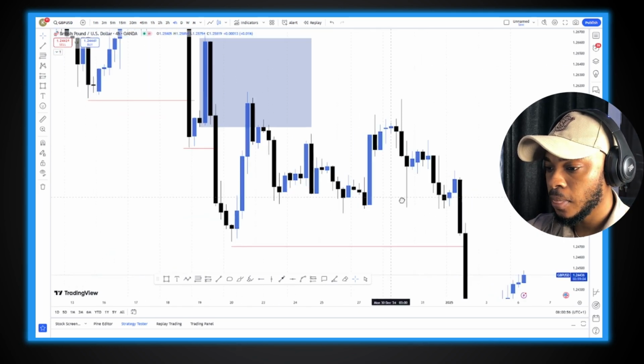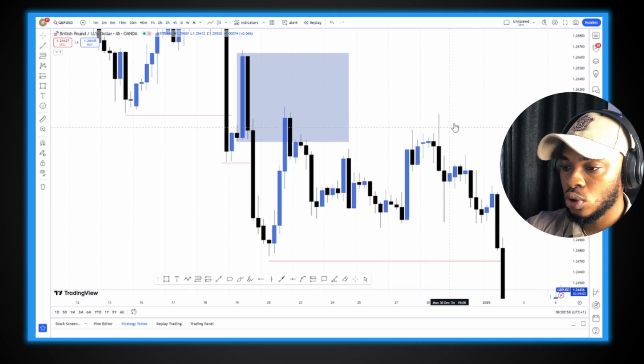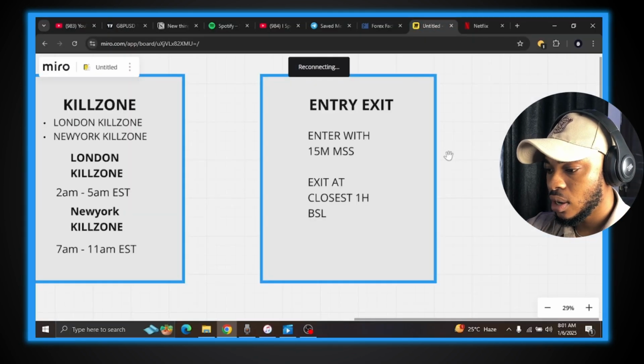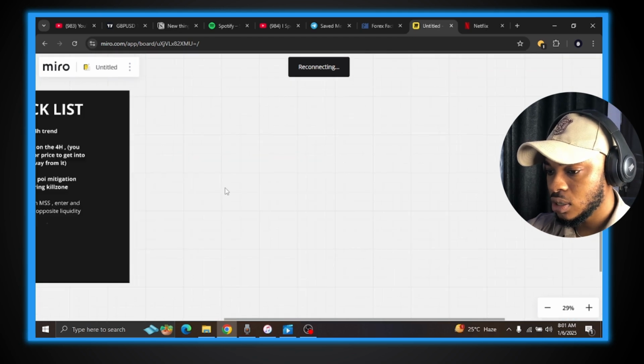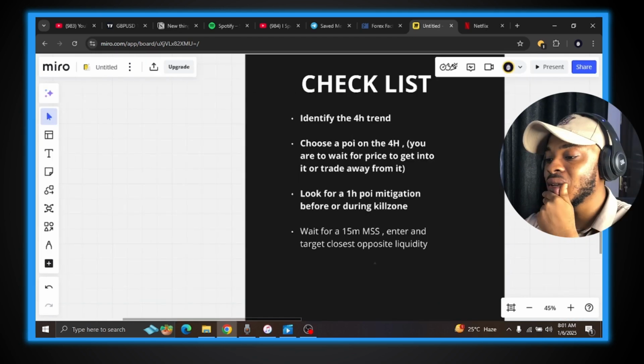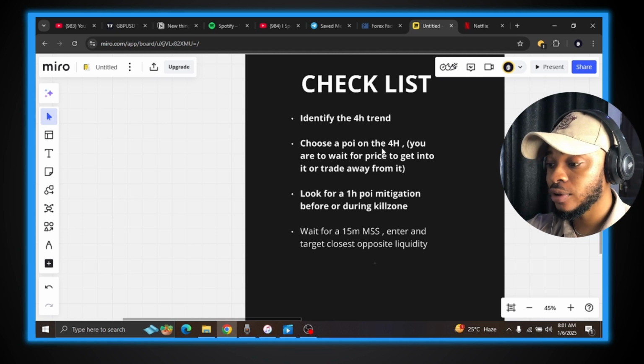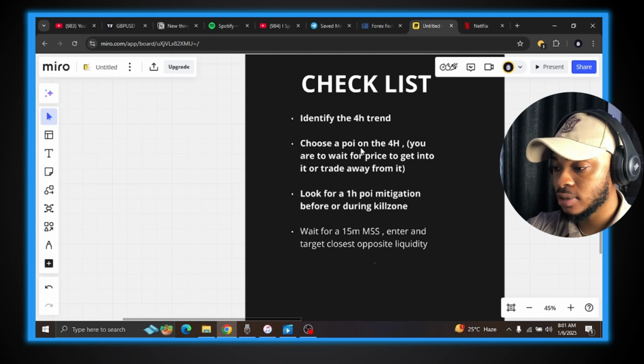I want to actually specifically talk about this range, because there were a lot of opportunities in it till we broke out of here. Okay, so let's go to the 1 hour time frame, because what's the next step? Let's go to our checklist again. What is our checklist saying? Our checklist said identify the 4-hour trend, we've just done that. We are bearish. Choose a POI on the 4-hour. You have to wait for price to get into it or trade away from it.